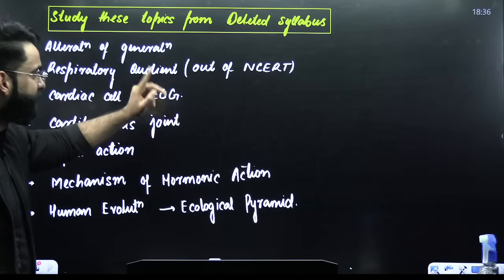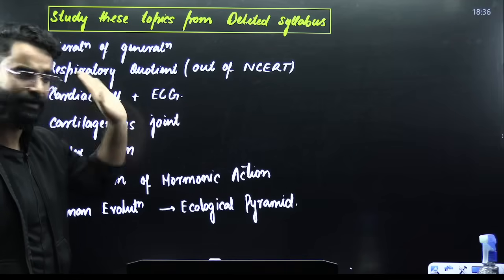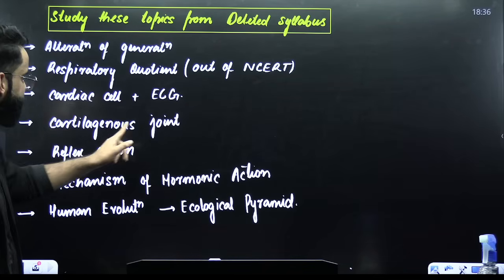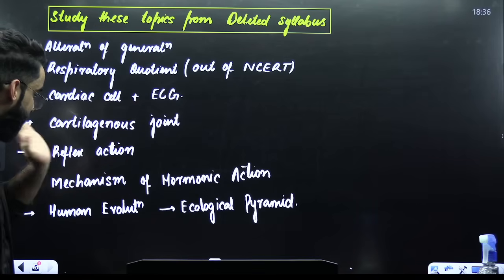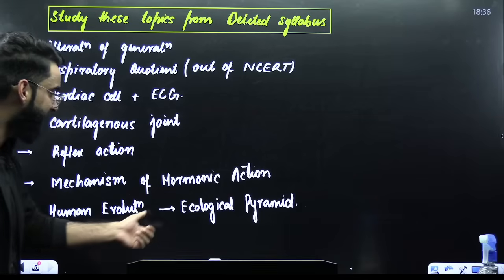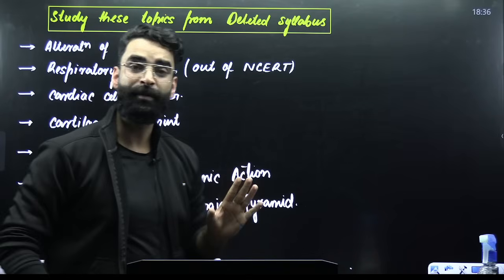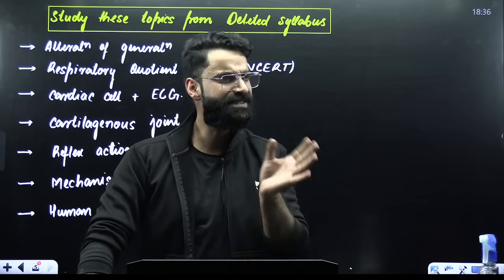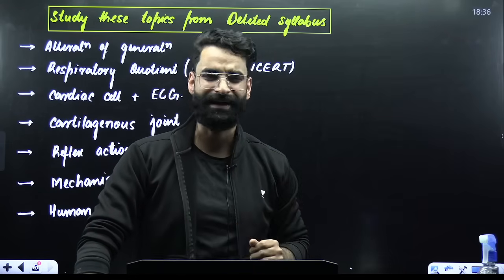Respiratory quotient. This is out of NCERT, but again, important. Similarly, cardiac cell ECG, again important. Cartilaginous joint, again important. Reflex section, again important. Mechanism of harmonic action, again important. Human evolution and ecological pyramid. These are the topics basically which you have to do from the deleted portion because they are somewhat related to your topics which are in the current syllabus.